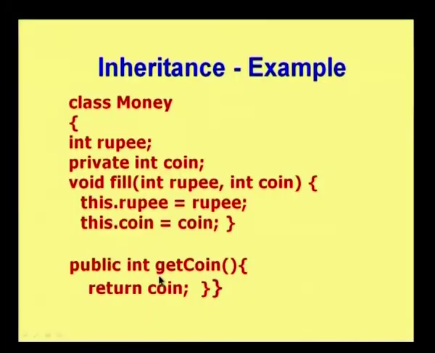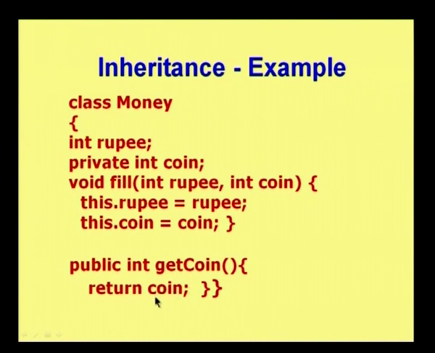So, here getCoin. You can notice that get is lowercase and then C is uppercase. Whenever we create a variable in Java, it should always start with a lowercase letter and the consecutive words should start with uppercase. Here, since we have only one word, it starts with lowercase. Here coin is lowercase. I am trying to return the current object's coin value.